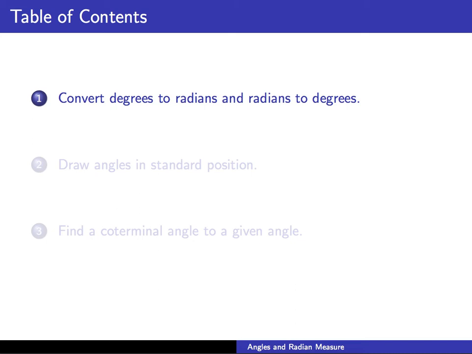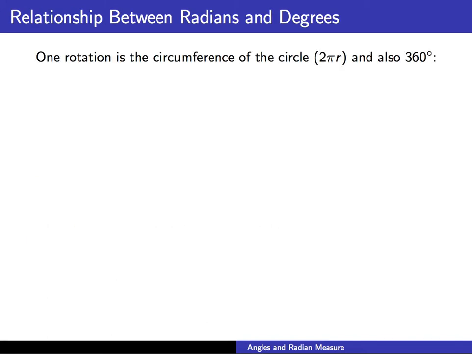Alright, in this video we're going to look at converting degree measurements to radian measurements and vice versa. So to find the relationship between radians and degrees, we take a look at one full rotation of our circle, or the entire pizza, using the pizza analogy. And one full rotation is going to be the entire circumference of a circle, the entire distance around a circle, which is 2 times pi times the radius.